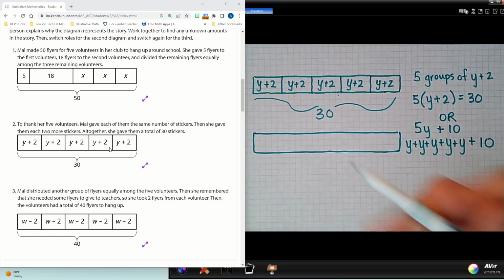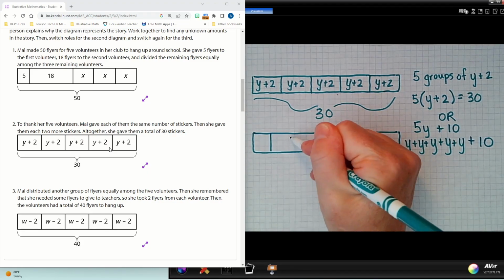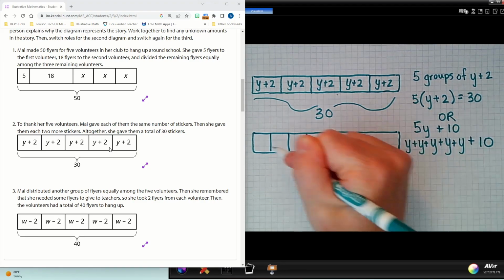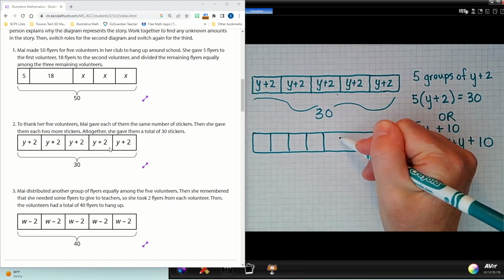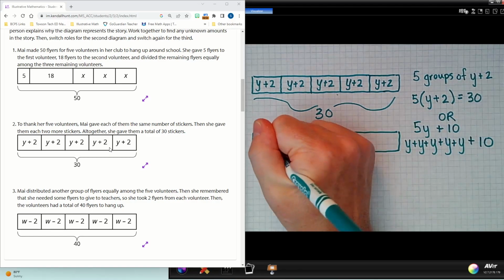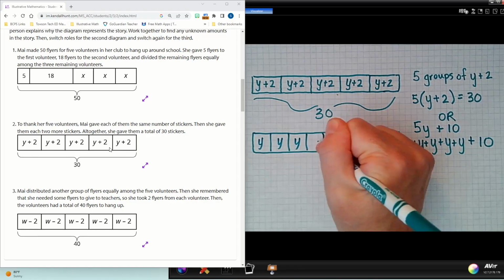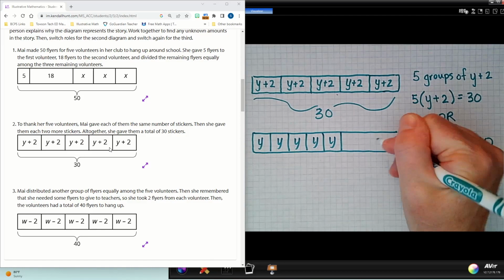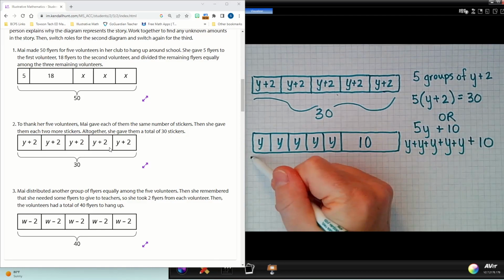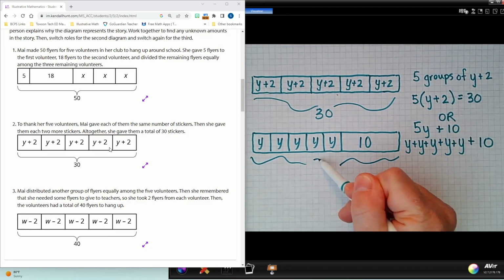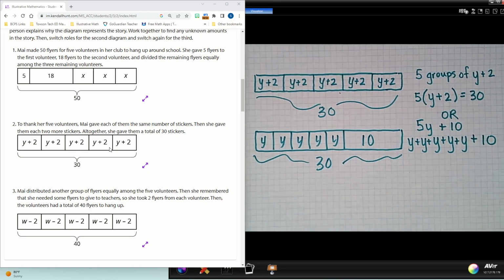And they may say, okay, well, I have my y's, so they're going to set up their 1, 2, 3, 4, 5 y's. And then I know she gave 10 more tickets, and altogether that was 30. So at this point, they have two representations of the same equation. And this is something that we help them and walk through as we teach this lesson.